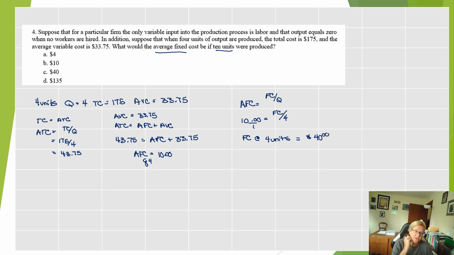Now, because fixed costs are fixed regardless of the number that we produce, right? So this is going to be our fixed cost for 4 units or 10 units. Now we want to get to our average fixed cost for 10 units. So we're going to divide our $40, which is our fixed cost, by our quantity of 10, and our average fixed cost is going to equal $4. So in this problem, A is going to be the right answer.